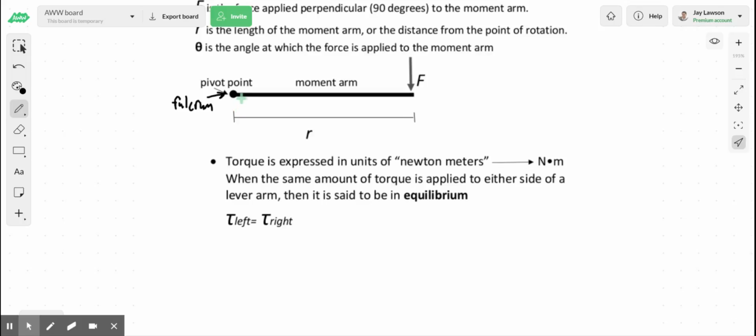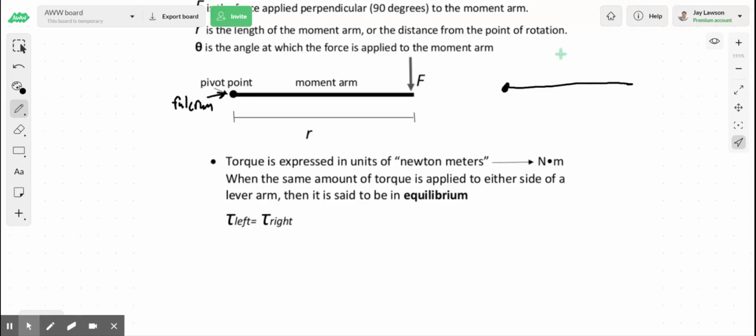Okay. Now the moment arm is the length of the lever from the pivot point to the force, wherever the force is applied. That is known as the moment arm. Now, do not confuse this with the length of the lever.